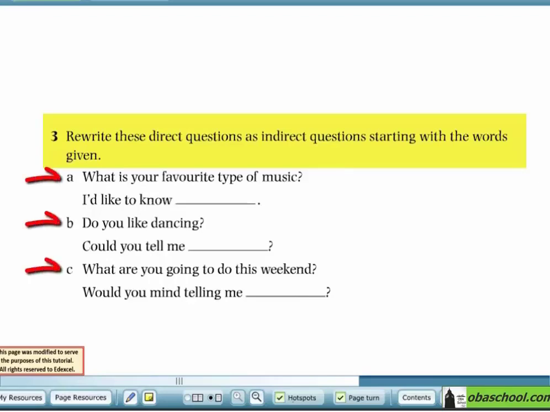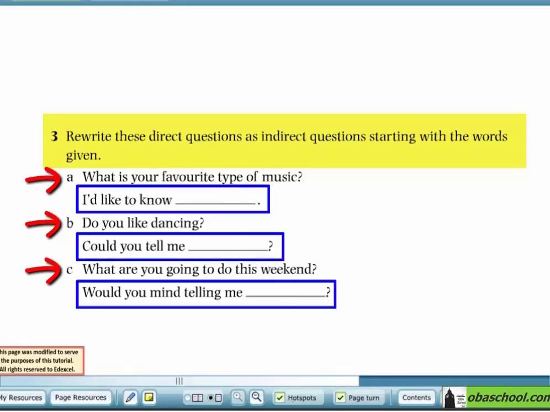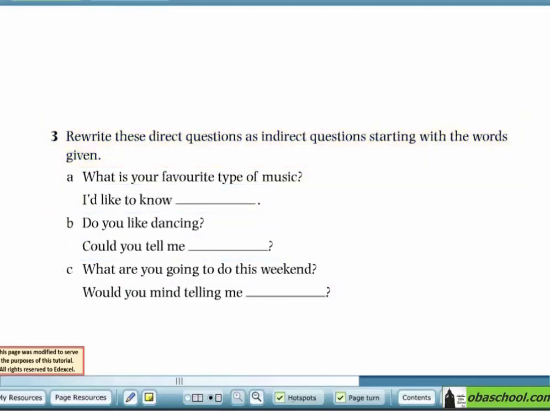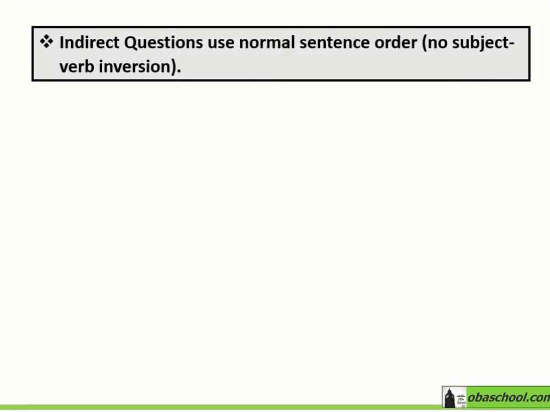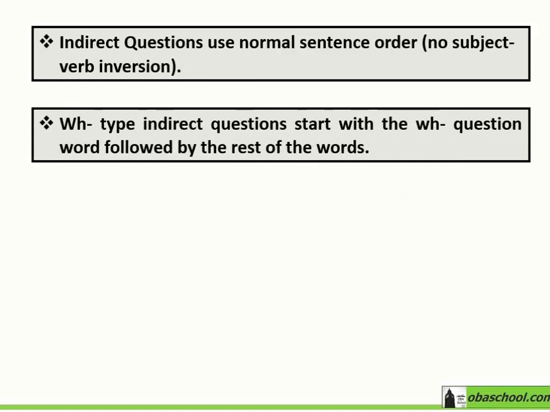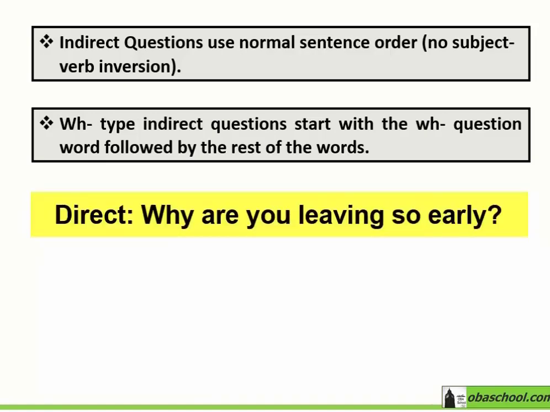Exercise 3. In this exercise, you have these given direct questions that you should rewrite as indirect questions. To solve this exercise, you should remember that indirect questions use normal sentence order, with no subject and verb inversion. We should also know that the WH type indirect questions start with the WH question word followed by the rest of the words. Let's understand this through an example.